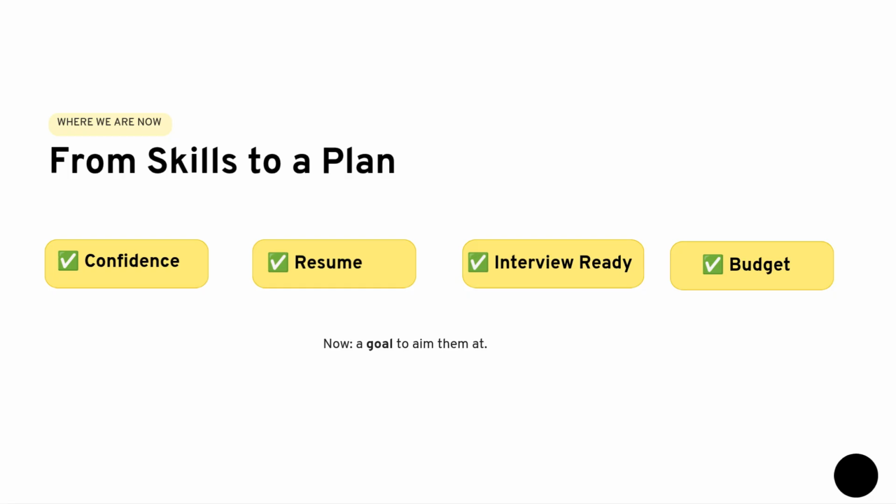Across this course, you've built something real: confidence in yourself, a resume that tells your story, interview readiness, a budget that puts you in control of your money. Now we're going to aim all of that at something specific. A goal is what turns everything you've learned into forward motion. Without a target, skills just sit still. With one, they move. So, we are going to create a goal to aim at.